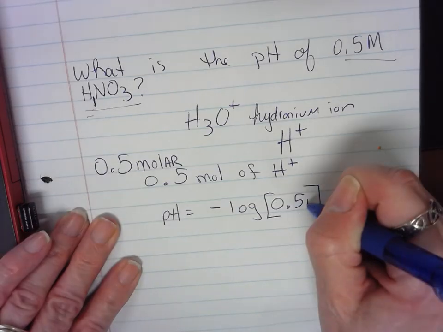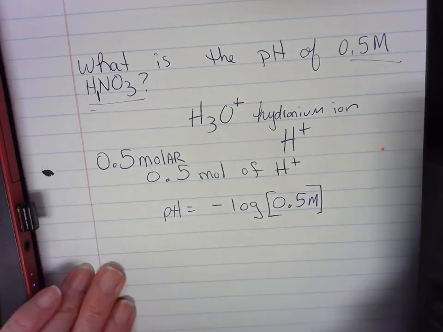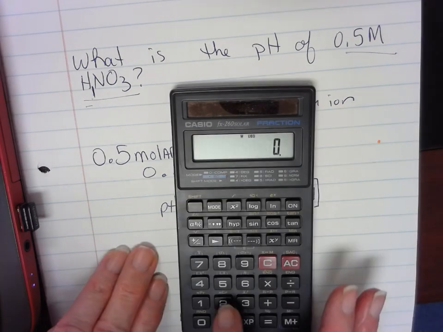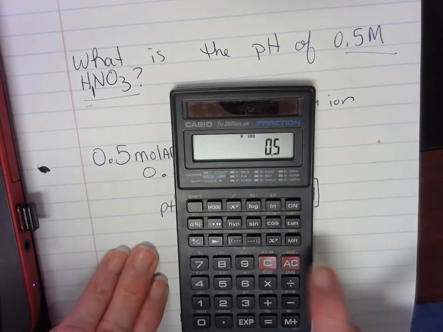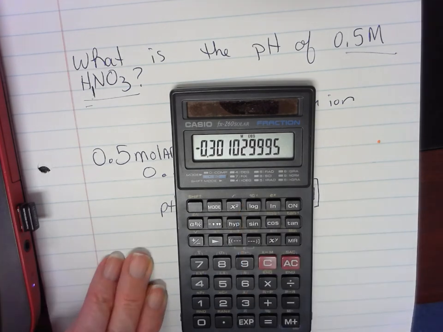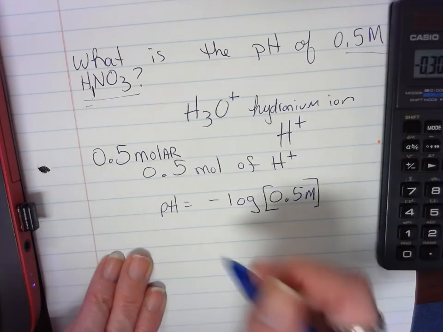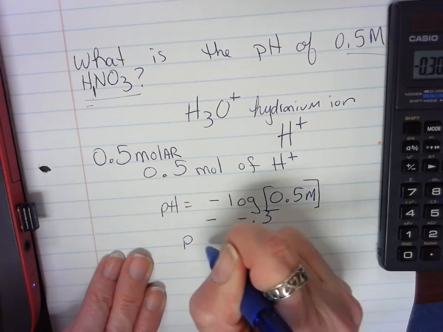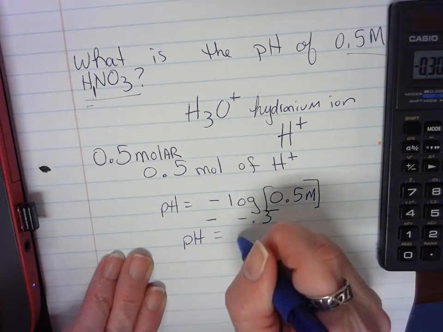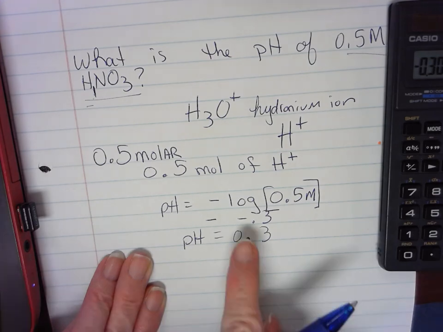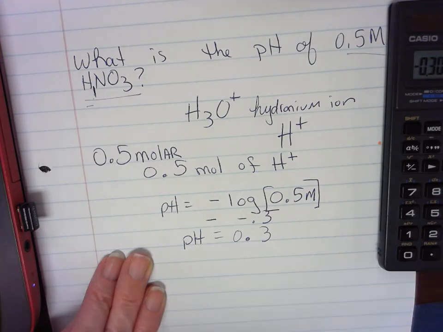Okay, so in your calculator, this is what you do. You take 0.5 and you hit your log button. And notice that the log button says negative 0.3. So your pH is going to be 0.3, because a negative times a negative gives you a positive. That's the only reason this negative here is here, because of that.